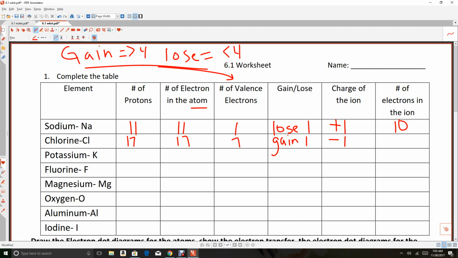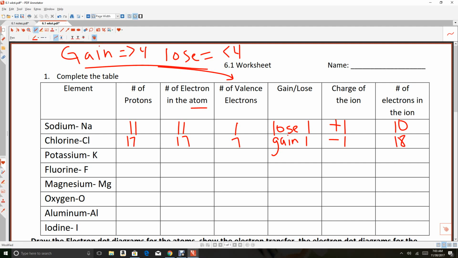Okay, and so then if we look at the total number of electrons in the ion, we can go 17 electrons in the atom. Gain 1 would be 18 electrons in the ion.